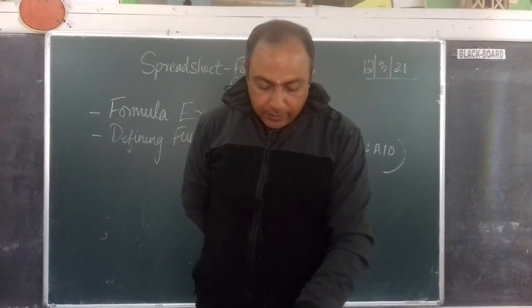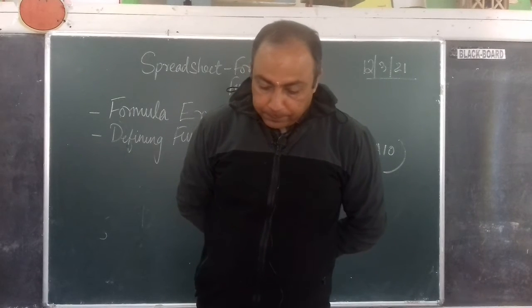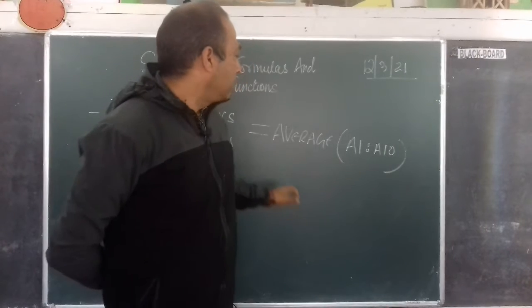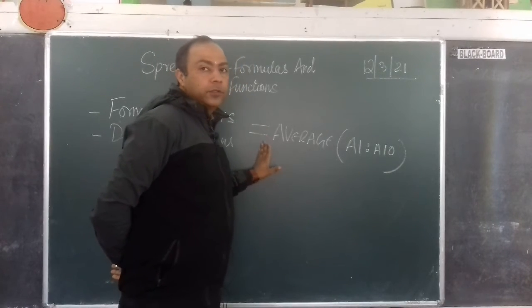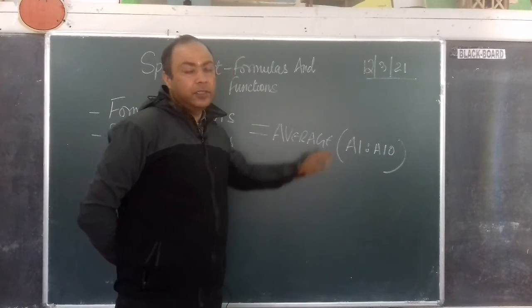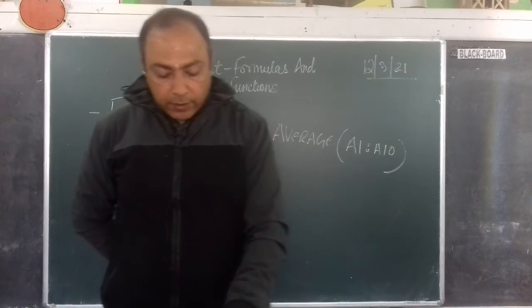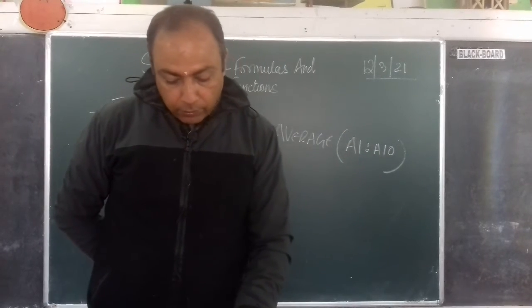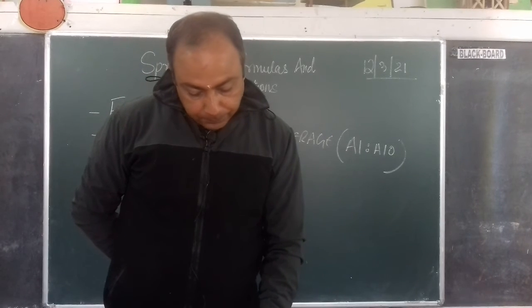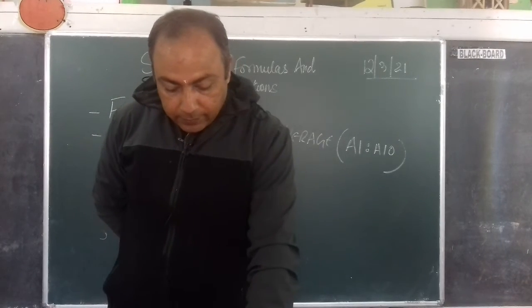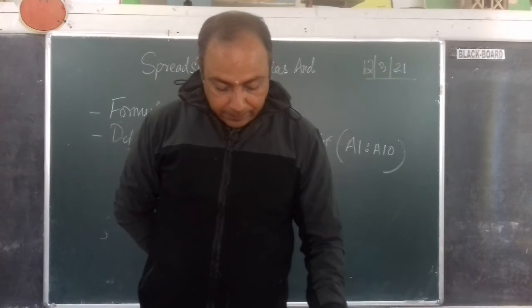So using the simple functions to calculate, okay. We need to understand that whenever we use a function, it should start with the equals to sign followed by the function name and the range of cells. There are some examples in your book, you can go through them, and there are different function libraries.